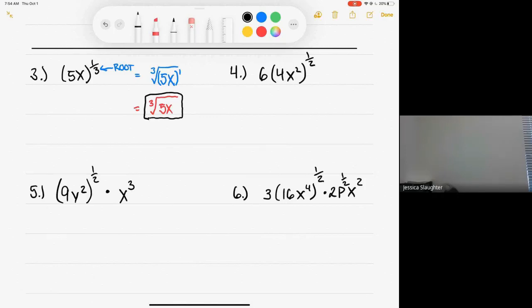Example 4 is slightly different. I have 6 times 4x squared raised to the 1/2 power. What is this exponent affecting? Does it affect the 6? No, it only affects what's inside the parentheses, which is 4x squared. So I'm going to rewrite this as 6 times the square root of 4x squared.